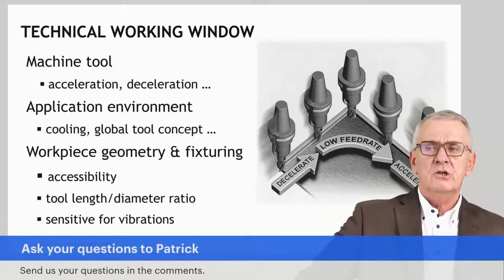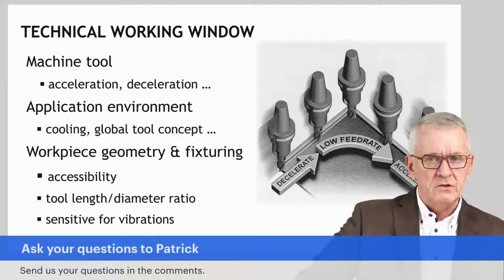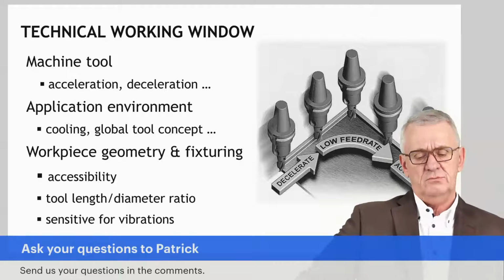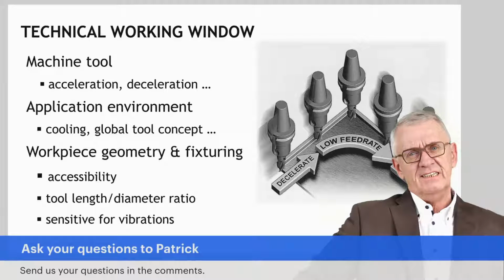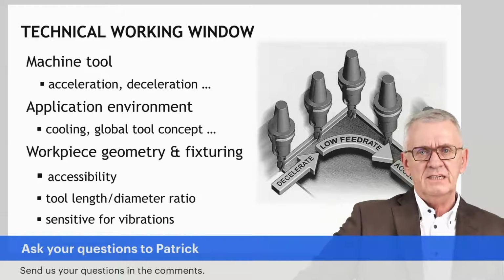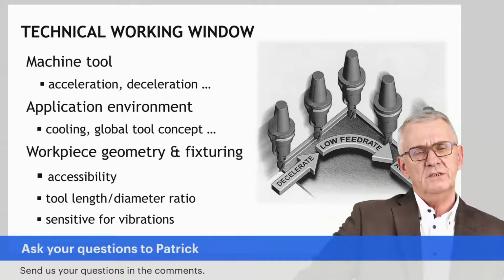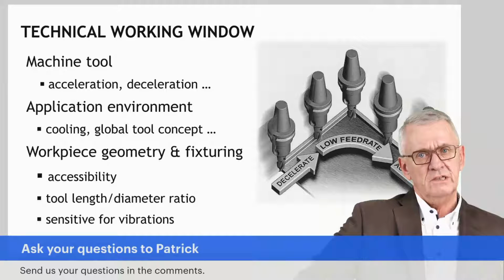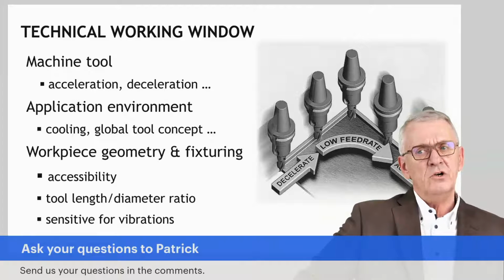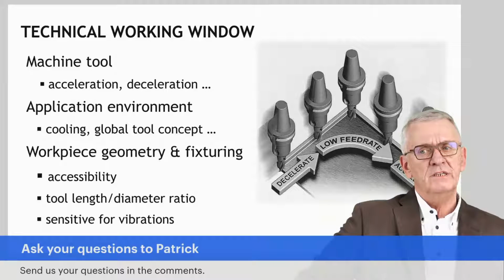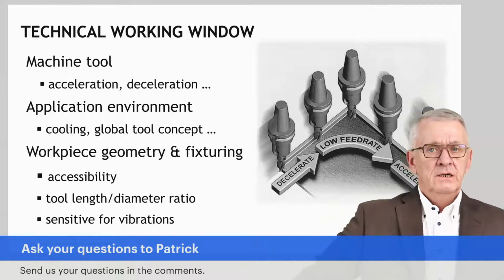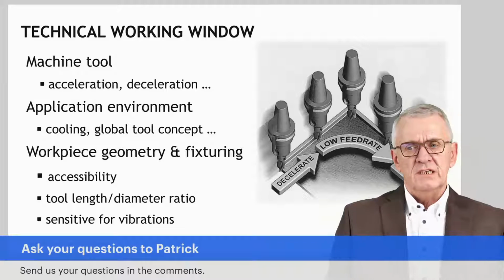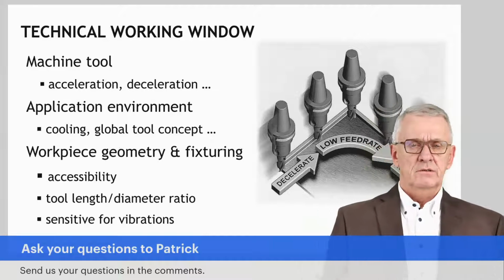But what is the global tool concept we are thinking of? All of those things which are basically about the environment on the machine tool, we also need to take into consideration. It's also going to give us possibilities, but also constraints we have to realize. And the workpiece geometry and how a workpiece is fixtured. The surface we need to machine, how is it accessible?